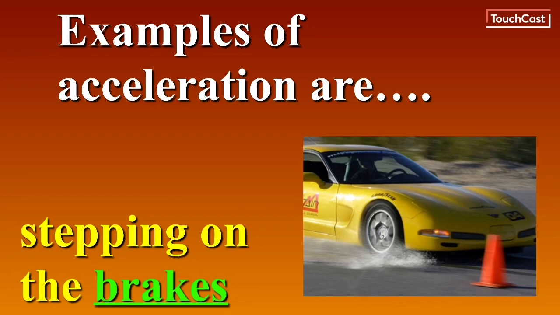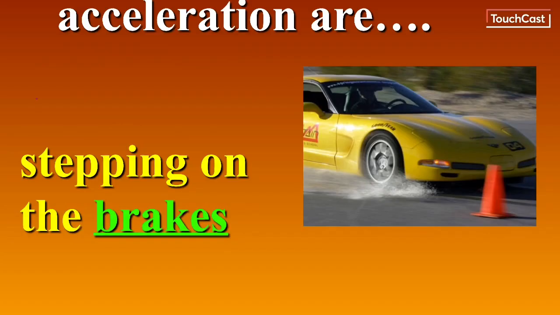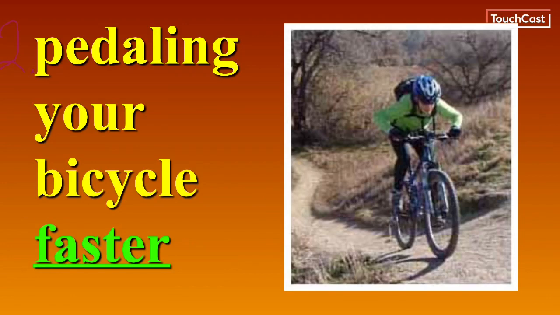Here's our first example: stepping on the brakes. If you step on your brakes, it doesn't necessarily stop the car, but you are slowing down, so that is a change in motion. Example number 2, pedaling your bike faster. You are speeding up. When you speed up in reference to acceleration, we call that positive acceleration. So pedaling your bike faster is the second of 5 examples.